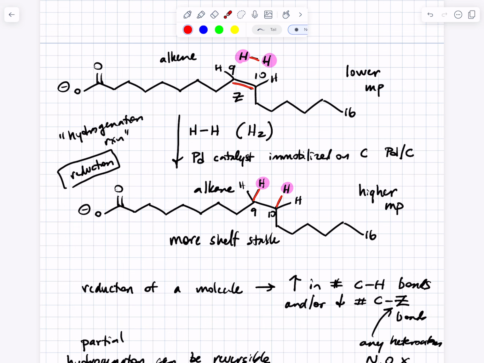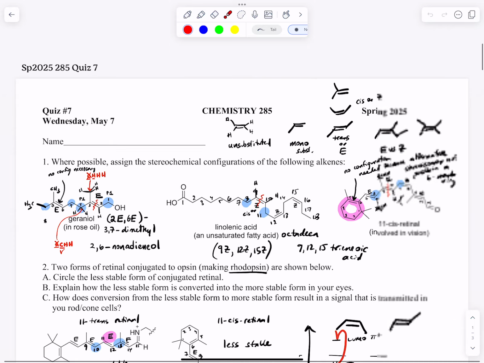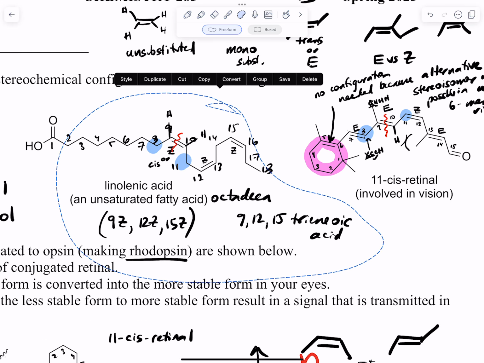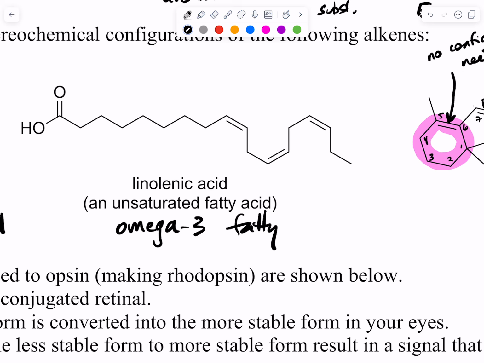There's one other thing. Oh, omega-3 fatty acids. Have you heard about those? Okay. So linolenic acid that was in your quiz, I'm just going to erase all the things that we did. I'll put all of that back. This is an example of a polyunsaturated fatty acid. It has multiple double bonds. This is an example of what we call an omega-3 fatty acid.